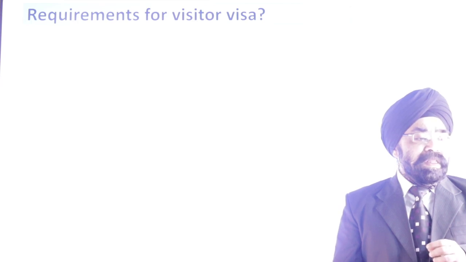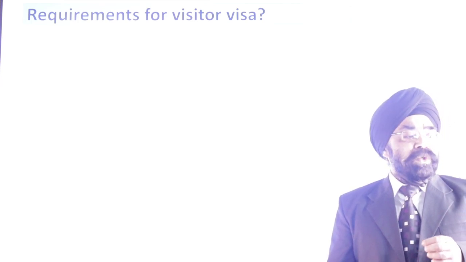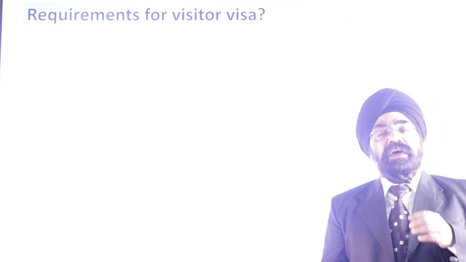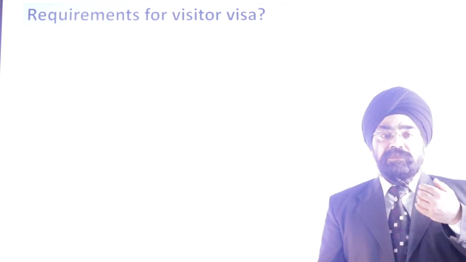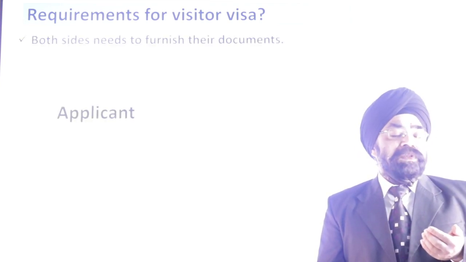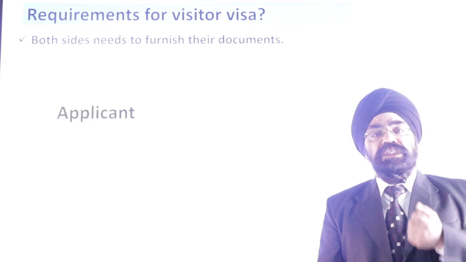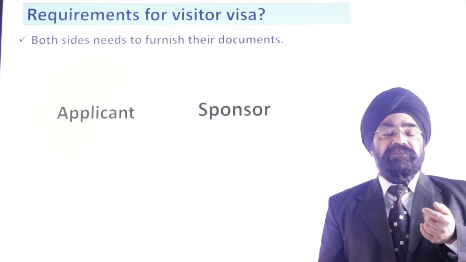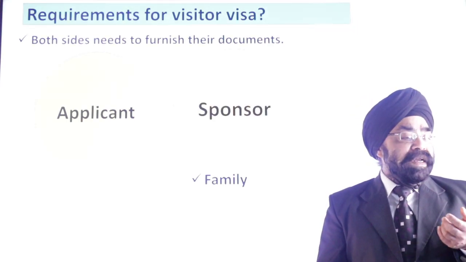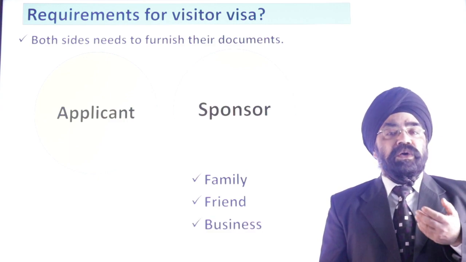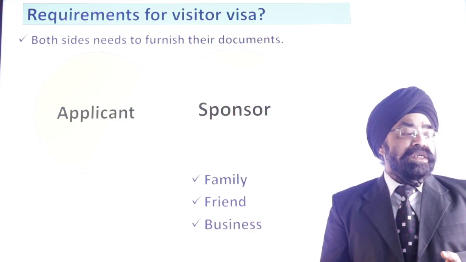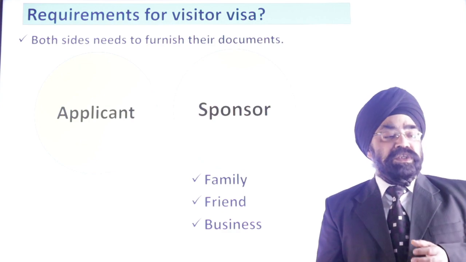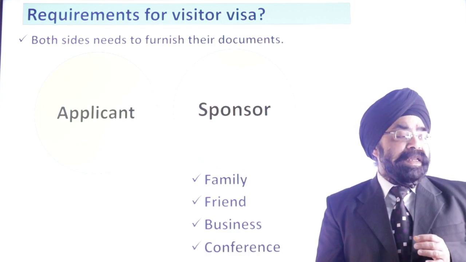So now let's look at the requirements. So requirements for visitor visa are from both sides, right? From the applicant side as well as from the sponsor side, the person who is inviting you. A sponsor could be a family, a sponsor could be a friend, it could be a business, it could be any conference or meetings you are going to attend. So both sides need to furnish the documents. Let's first look into the applicant side.